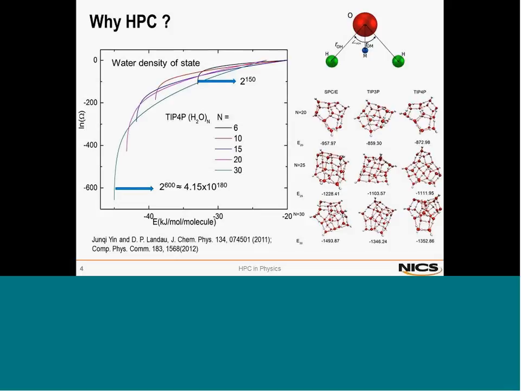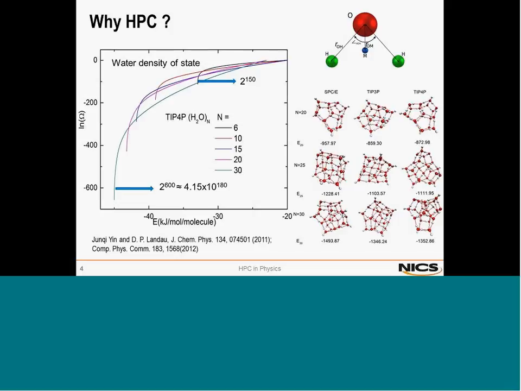For example, internal energy, free energy, and specific heat, etc. So you basically get all thermodynamics. And let's look at the density of states of these water molecules, a couple dozen water molecules here. For only 6 water molecules, the difference between the ground state configuration and the maximum energy state configuration is over 2 to the power 115.